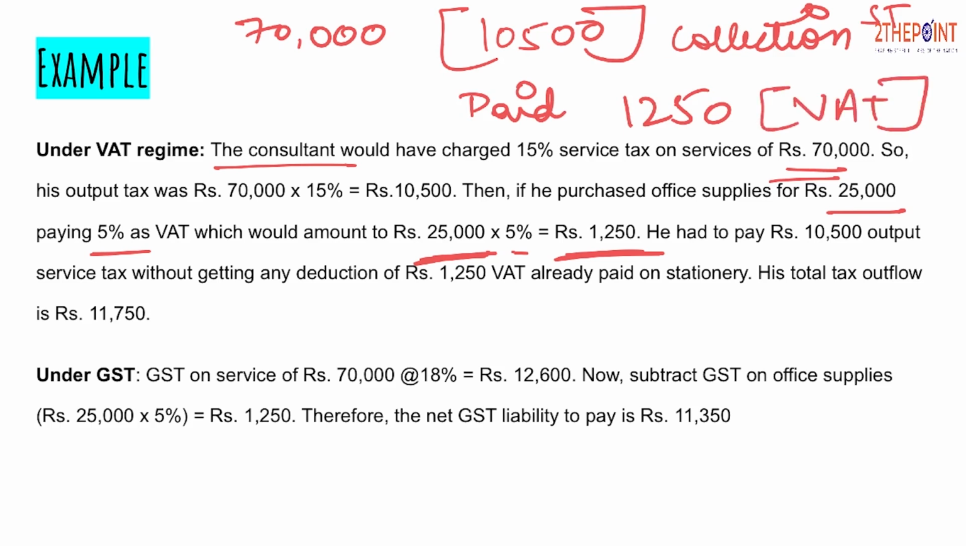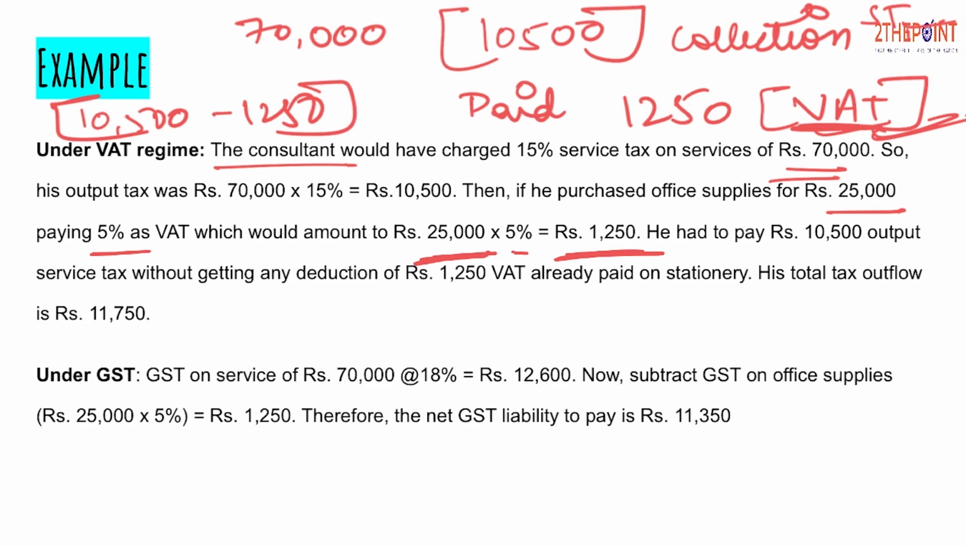Now this is the outflow, but this was VAT. In case of the VAT regime, while paying the final tax to the government, this VAT paid cannot be set off against the service tax collected. That is, you can't deduct 1250 from 10,500 and pay the balance amount. You have to pay this separately and this separately. But in case of GST, since there is only one tax, there is no different service tax, excise and manufacturing tax, just one tax.